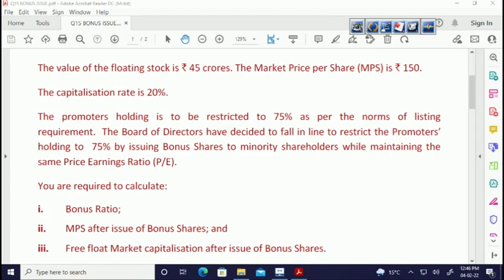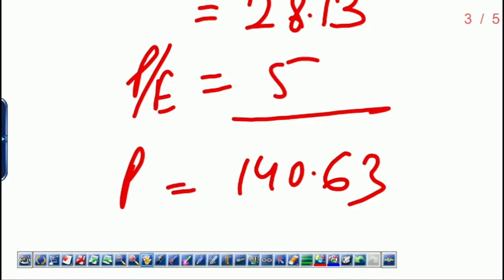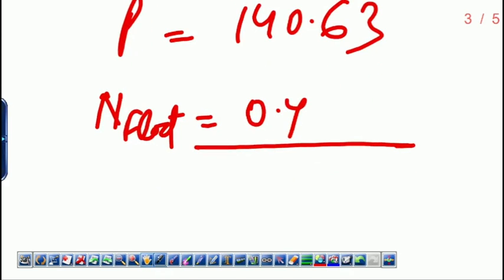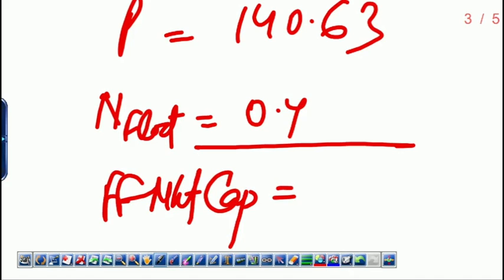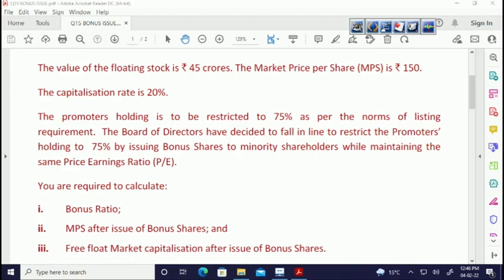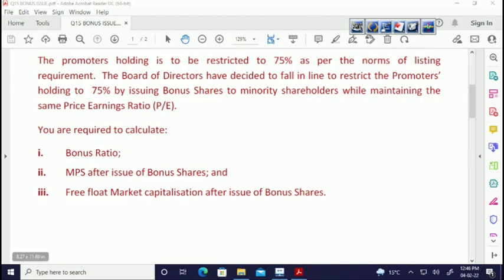Free float market cap after the issue of bonus shares. So that's number of shares of floating stock into price. Number of floating shares is 0.4 crore. So free float market cap is 0.4 into 140.63, which is 56.25 crores. 56.25 crores is the free float market cap answer. Understood?